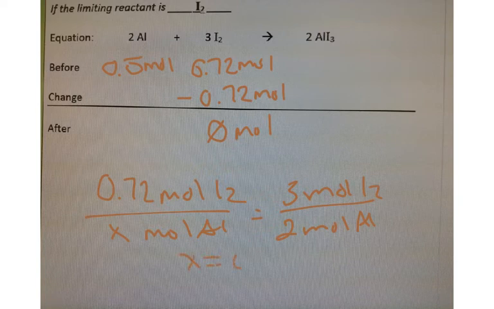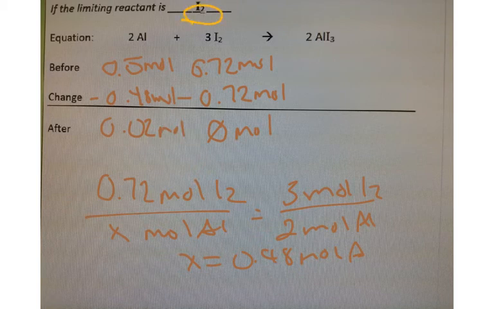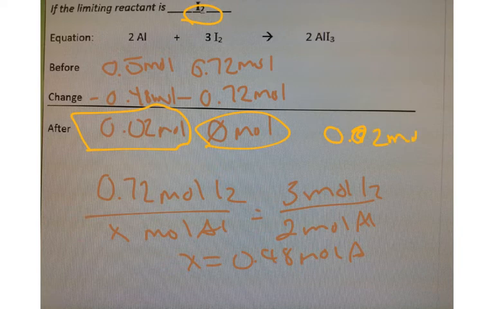So when I solve this, I get 0.48 moles of aluminum. So I know that my change would be 0.48 moles. 0.5 minus 0.48 means that I would end up with 0.02 moles of aluminum left over. Therefore, to answer my question, iodine would be the limiting reactant because I ended up with 0 in the end, and I still had some left over of another substance. That other substance was aluminum, so aluminum was my excess, and I ended up with 0.02 moles of aluminum extra.